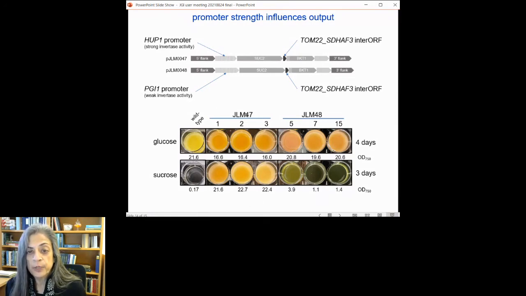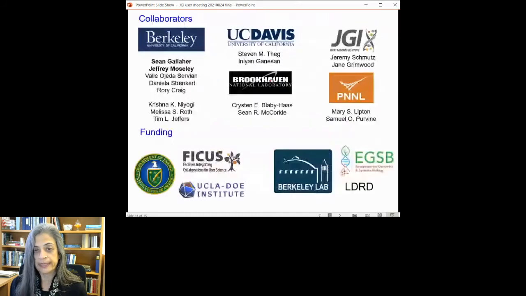We notice a difference between the 2 constructs. In one case, the cells are green now because they've used up all the sugar. So they're now relying on photosynthesis and rebuild a photosynthetic apparatus. So you can see that depending on whether we have one promoter or the other, we can actually get differences in gene expression from these proteins expressed in vivo. So we're quite excited about this system, and we're hoping to be able to use it to generate bioproducts in the algal experimental system.